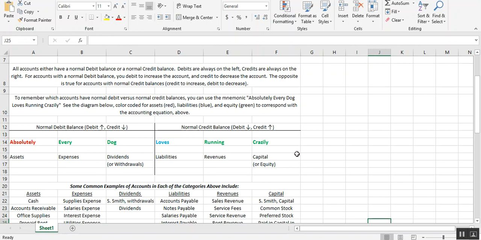So absolutely every dog loves running crazily. Absolutely, A for assets, every is E for expenses, and dog is D for dividends or withdrawals. And it depends on what kind of business it is, whether they use dividends or withdrawals, but they work the same. And then loves running crazily be on the right. So this is actually a big T account. Everything over here, which will be your assets, expenses, and withdrawals, they go up on the debit side and down on the credit side. The opposite would be true for everything over here. So liabilities, revenue, and capital go down if you debit them and up if you credit.